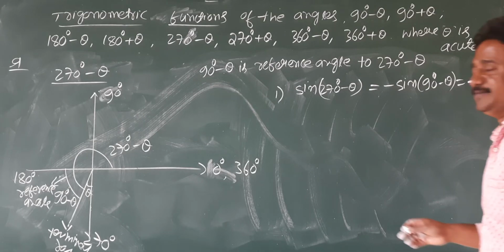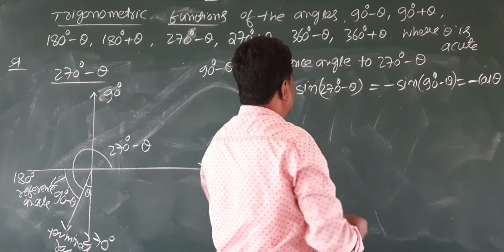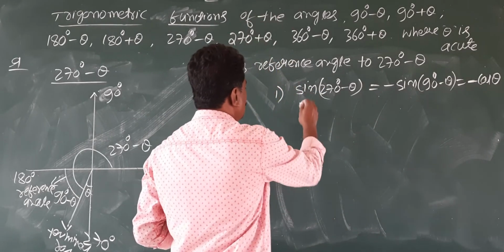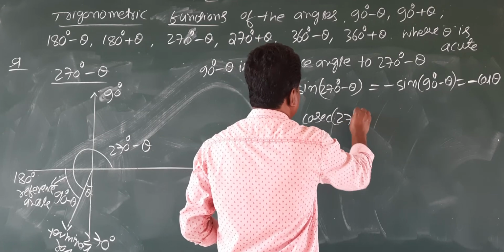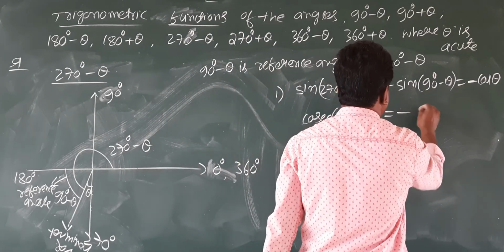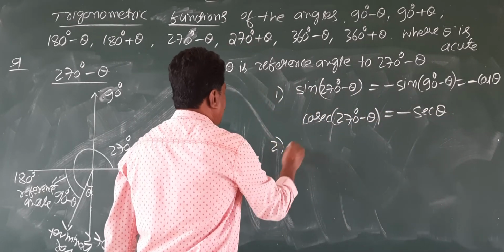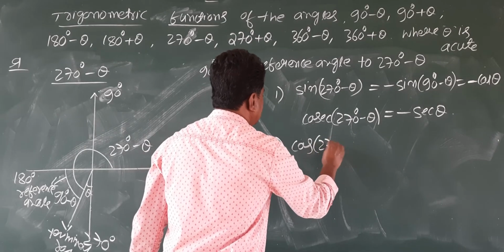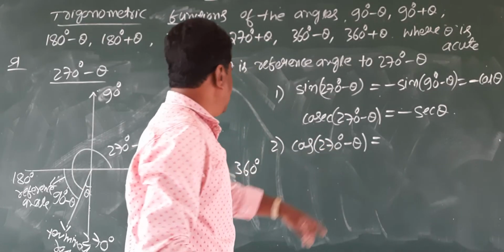So cos theta. Next, reciprocal. Reciprocal of sin is cosec. Cosec 270 degree minus theta. Reciprocal of cos is secant. Secant theta. Second one, cos. So 270 degree minus theta.